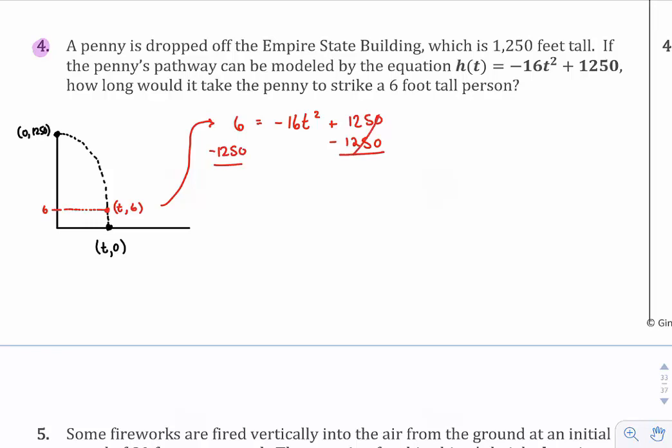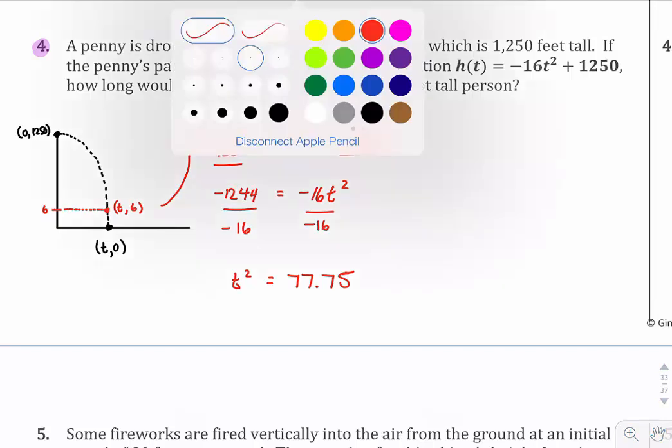When I do that, and I'm saving it all in the calculator anyway, although I can subtract that without it, 6 minus 1250 is going to get you -1244 equals -16t squared. Again, I'm just solving for t, so now I'm going to divide by -16. And now we're going to get t squared equals 77.75. Remember, your answers aren't going to be pretty. It's okay. So now we square root.